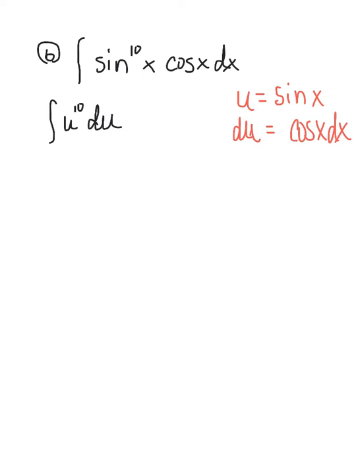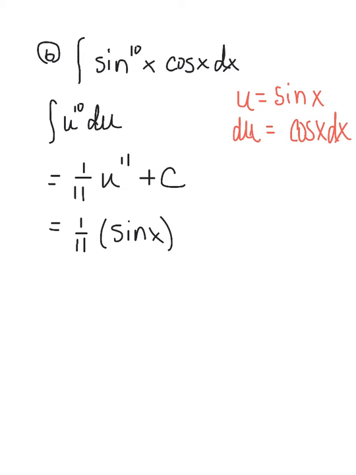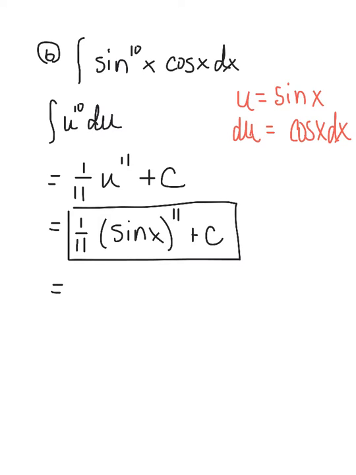All right, so what do we end up getting? We should get 1/11 u to the 11th plus c. Now we don't have bounds. So remember, if you don't have bounds, you're just going to plug that u back in. So sine x to the 11th plus c. And there's your answer.